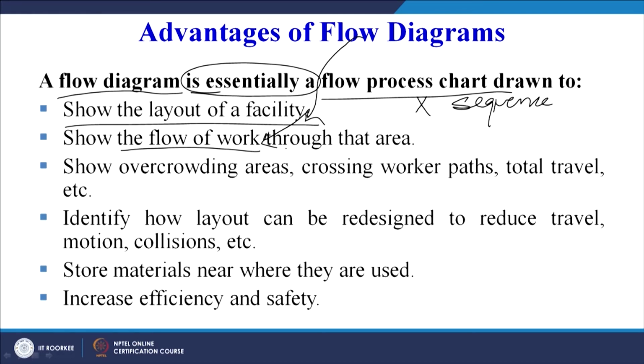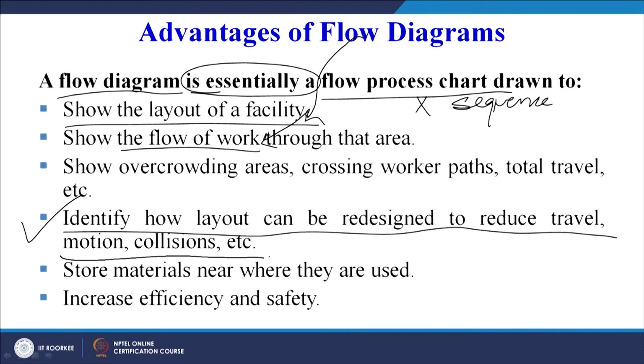Identify how, this is the most important point. It can help us to identify how layout can be redesigned to reduce the travel, motion and collisions, etc. So, we can avoid the backtracking, we can avoid the redundancy, we can avoid the collisions between the material when it is moving. So, we can identify the areas where there is a lot of congestion and we can redesign the layout in order to avoid that congestion. But how do we come to know that there is going to be congestion in that area? That would only be able to be depicted with the help of a flow diagram only.